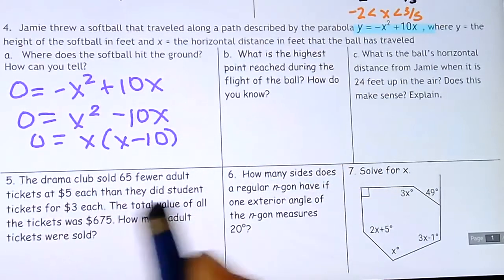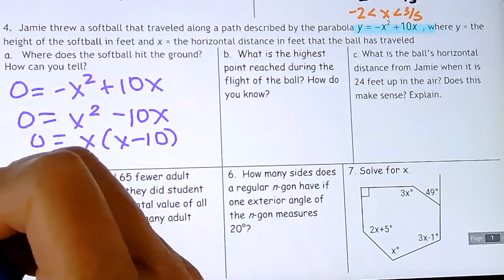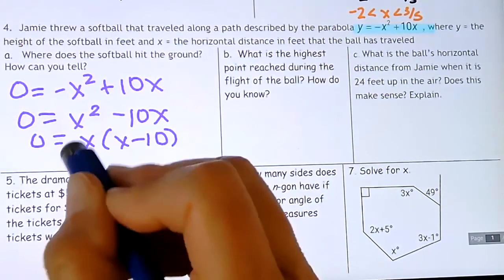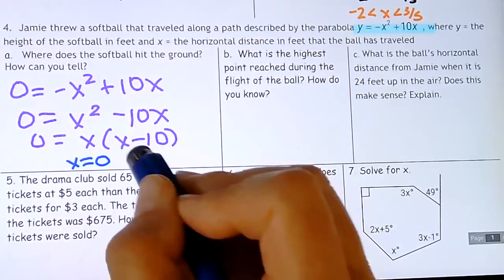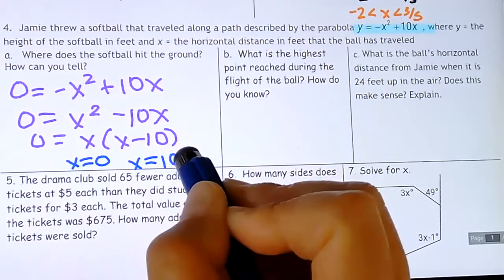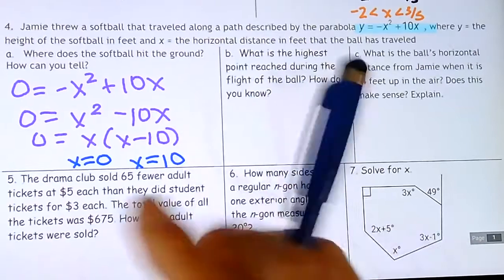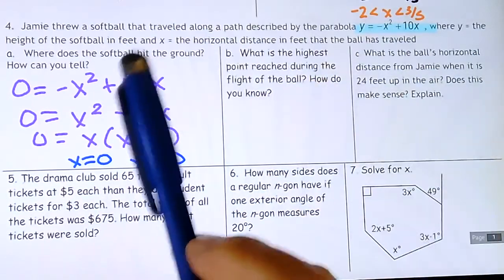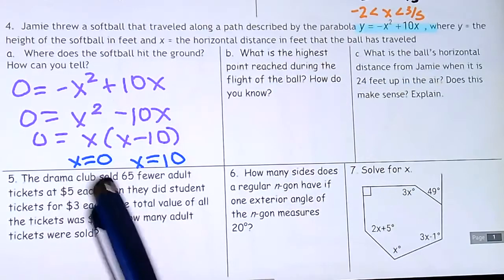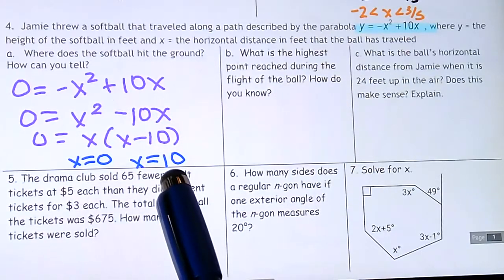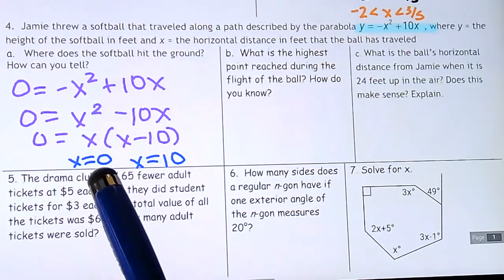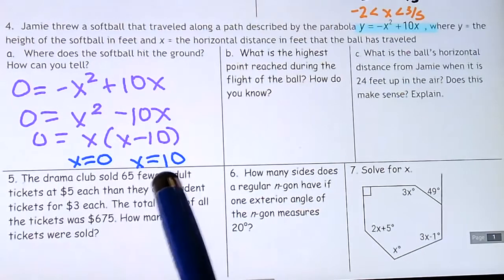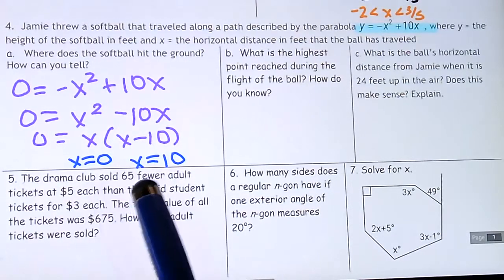So I'm going to get two answers here. One answer is going to be x equals 0. The other answer is going to be x equals 10. So we have two answers: at 0, what was this? At 0 distance and at 10. Okay, so when it's traveled 0, it's going to be at a height of 0. And when it's traveled 10 feet, it's going to be back down on the ground. These are your two answers.